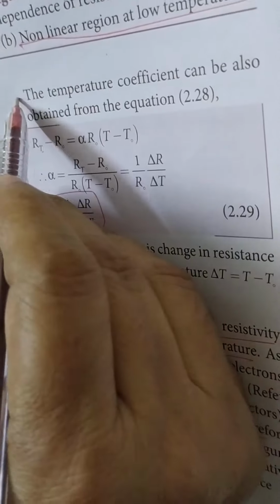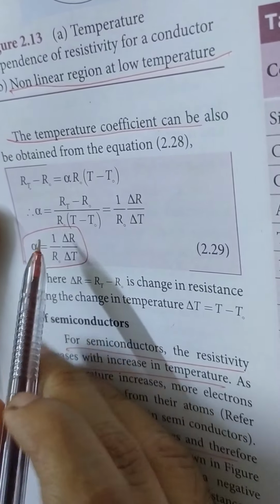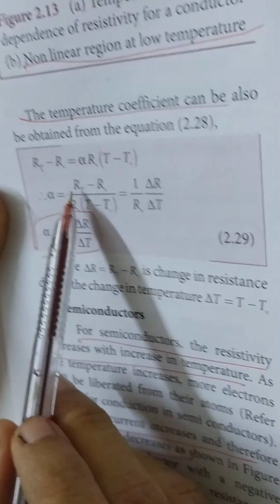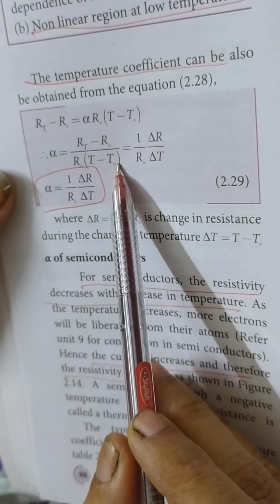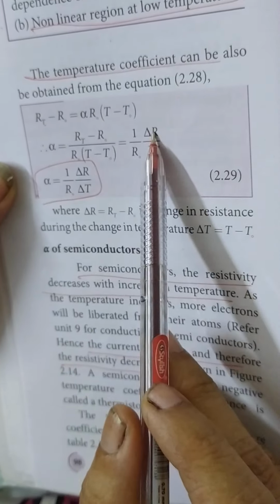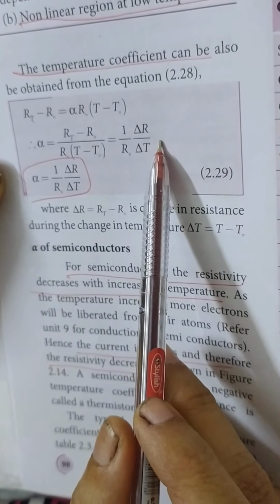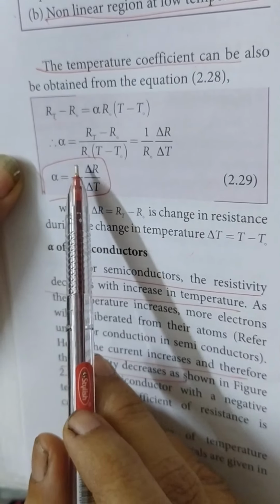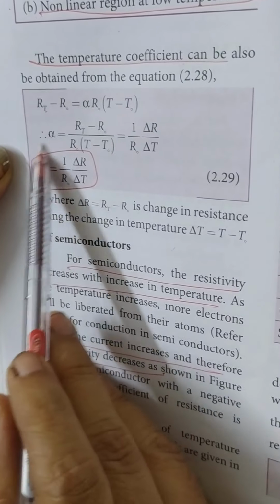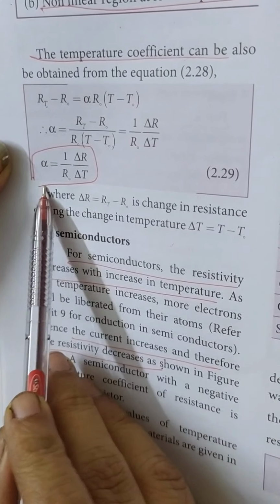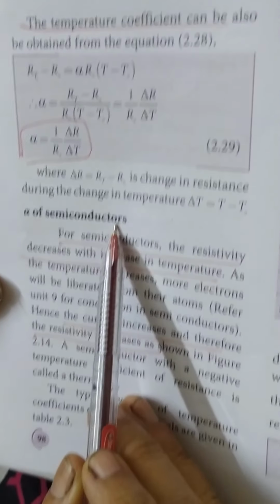Alpha is the temperature coefficient of resistance, which is given by the equation (R_T minus R naught) divided by R naught into (T minus T naught). R_T minus R naught is replaced by delta R, and T minus T naught is replaced by delta T. So alpha is equal to 1 by R naught into delta R by delta T, and this is the temperature coefficient of resistance.